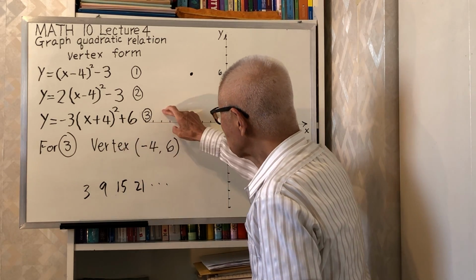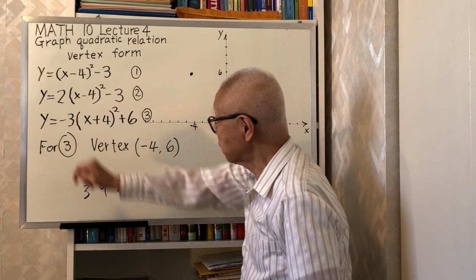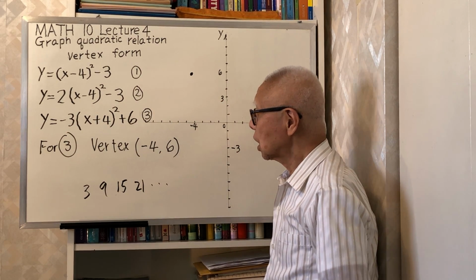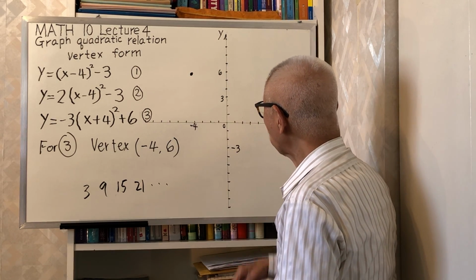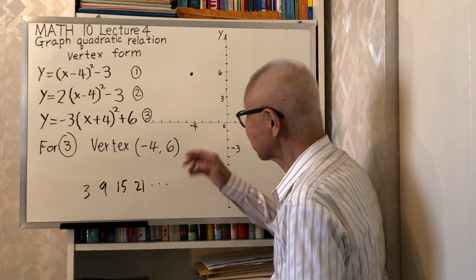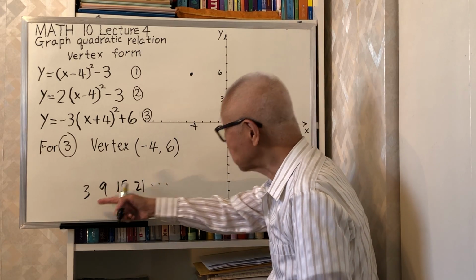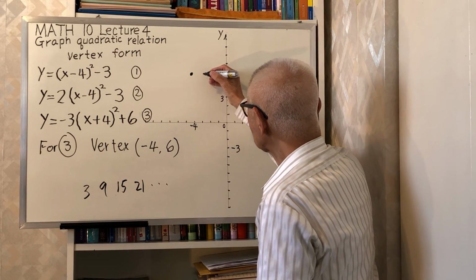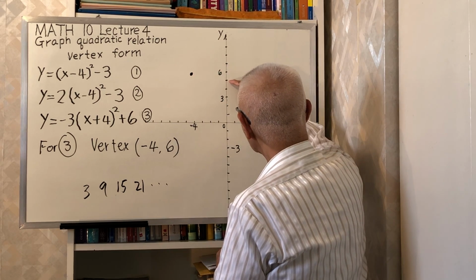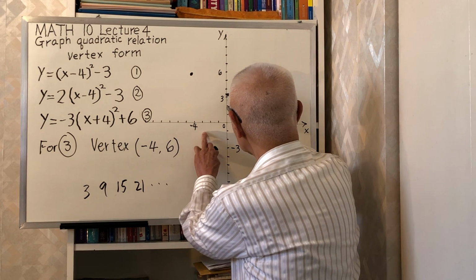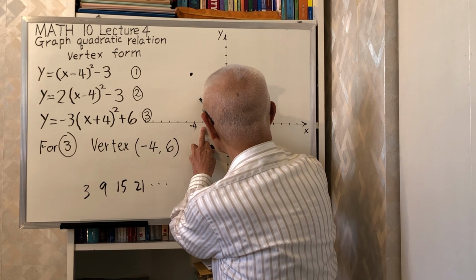But number 3 is slightly different from 1 and 2 because there is a negative sign. The negative sign means it opens down. So for number 1 and 2, our graph opens up. Now our graph opens down. So let's go 1 step to the right. Go down 3 units. 1 step to the right, go down 3 units. So it is 6 here. So 1, 2, 3. It is 3 here. So I get a point here.